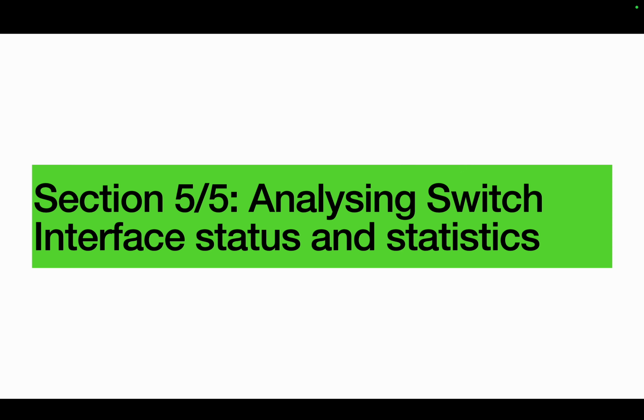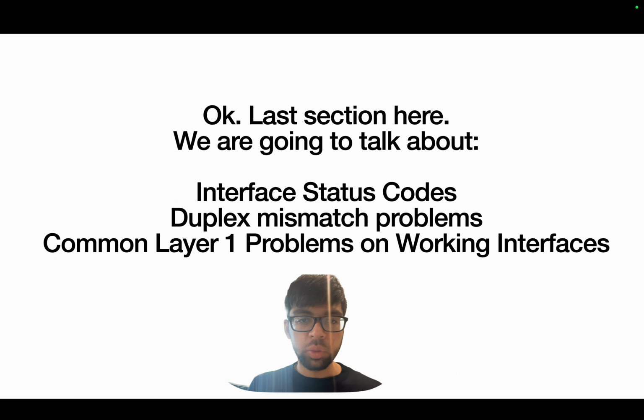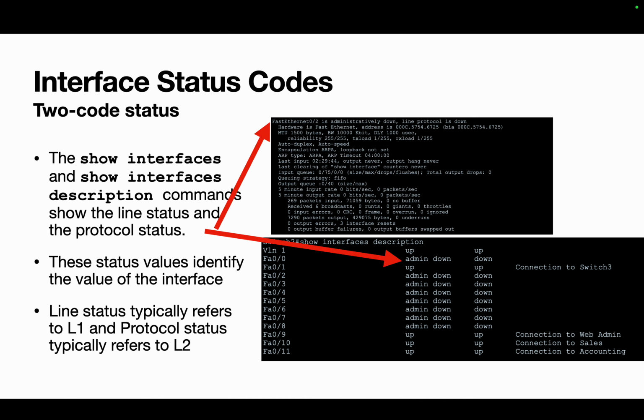Now, last section, analyzing switch interface status and statistics. So what we're going to be talking about: interface status codes, duplex mismatch problems, common layer 1 problems on working interfaces. So the interface status codes, right? Show interfaces and show interfaces description. These commands show the line status and the protocol status. So here you see the protocol status. That's the line status there.